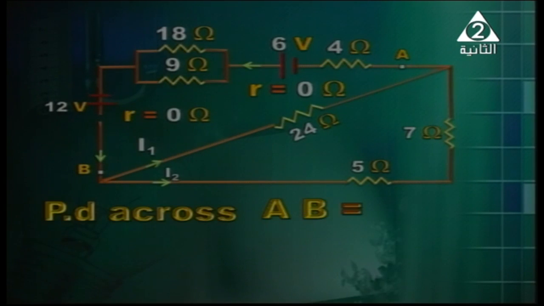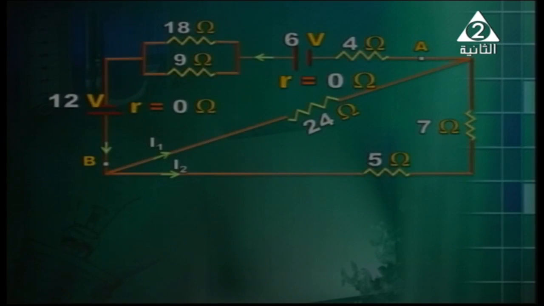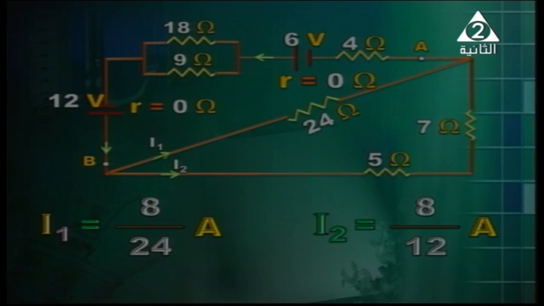Potential difference across AB, potential across the parallel combination, which consists of a 24 ohm resistor and a 12 ohm resistor. It is equal to the current times 8. Okay, it is 8 volt. So now I1 is equal to 8 over 24, and I2 is equal to 8 over 12 amperes.